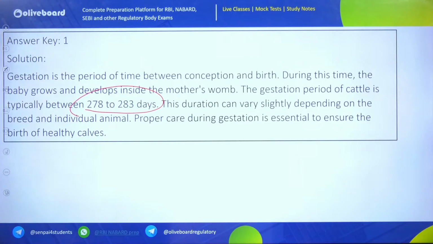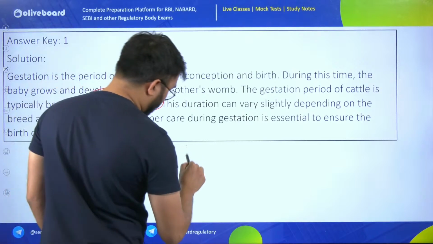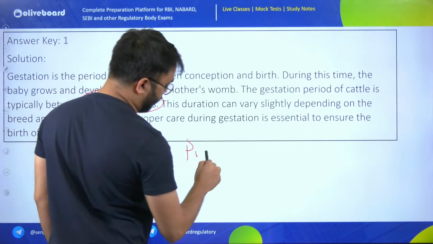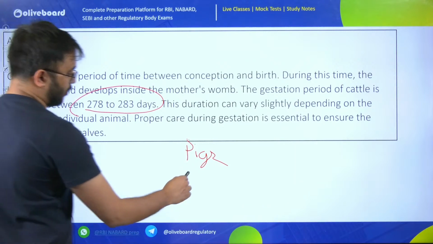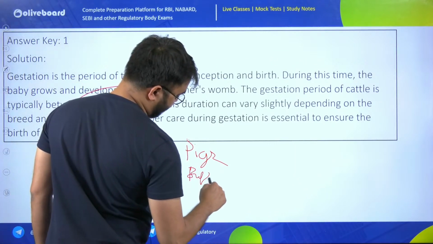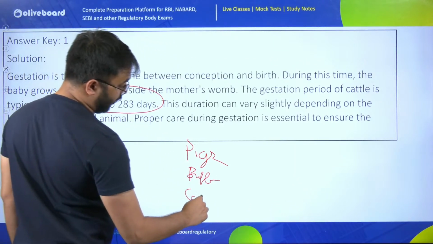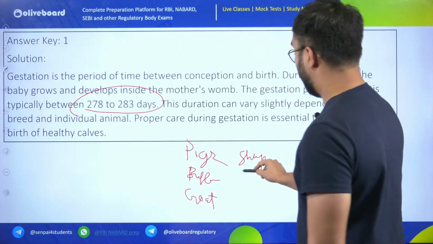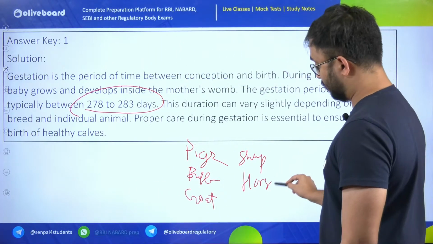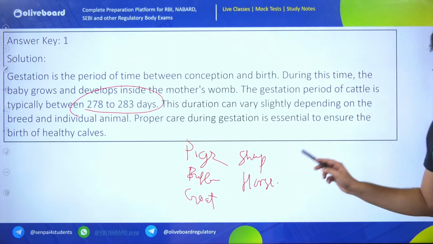Remember this. Similarly, try to find out what is the gestation period for pigs, buffaloes, goat, sheep, horse, etc. Okay, very, very important.